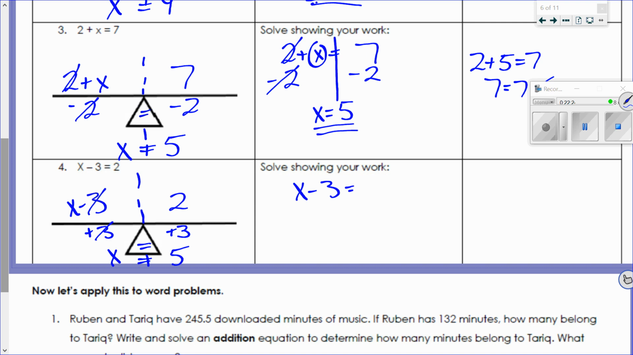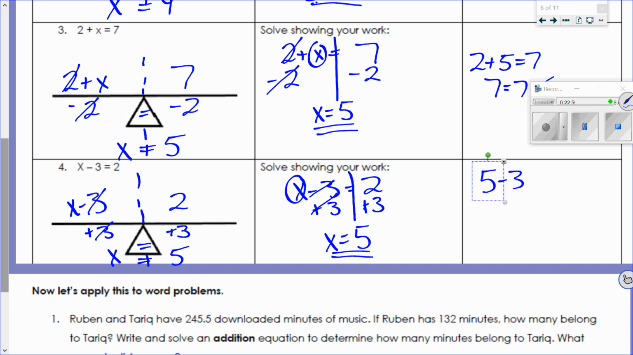X minus 3 equals 2. Here's my variable. There's my wall. The number with my variable is the 3. The operation is subtraction, so the opposite will be addition, but I must do it to both sides. Addition property of equality. I can add that same number to both sides and keep my equation equal. The 3's have now gone away. This is just x because of the additive identity property of 0. And we now know that x is 5. We can do our check. I substitute 5 in for my x. 5 minus 3 equals 2. 2 equals 2. Check.